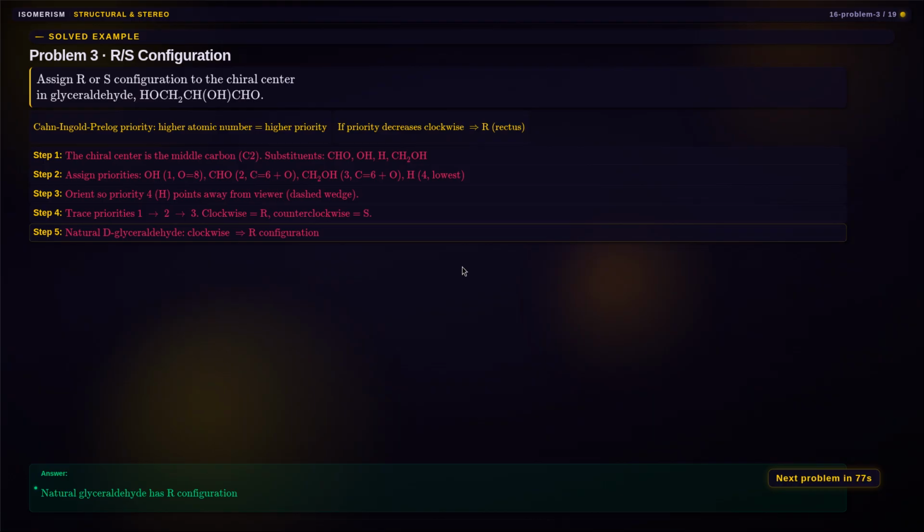Step 3. Orient the molecule so priority 4, hydrogen, points away from the viewer using a dashed wedge. Step 4. Trace priorities 1 to 2 to 3. Clockwise means R, counterclockwise means S. Step 5. Natural D-glyceraldehyde shows clockwise direction, therefore it has R configuration. Answer. Natural glyceraldehyde has R configuration.